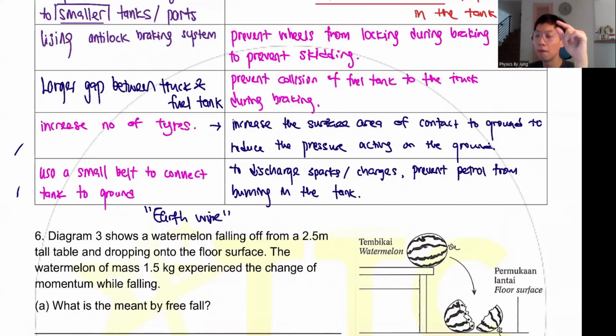Okay, next time when you go to a petrol station, when your papa pumps petrol, you go and read the signs there, right? Like no smoking, cannot use handphone. One of the signs they will say is touch your car before you pump petrol. Do you know why?